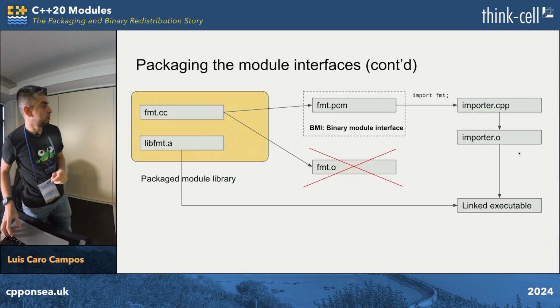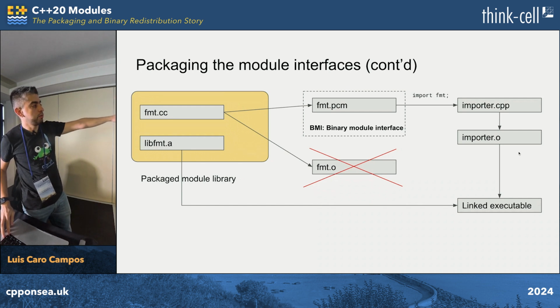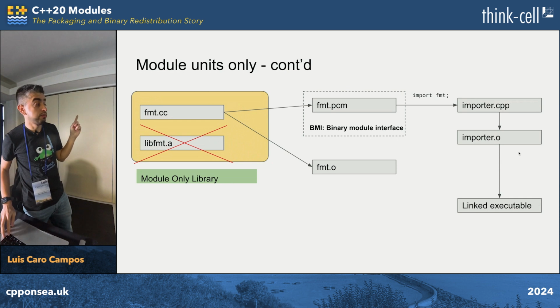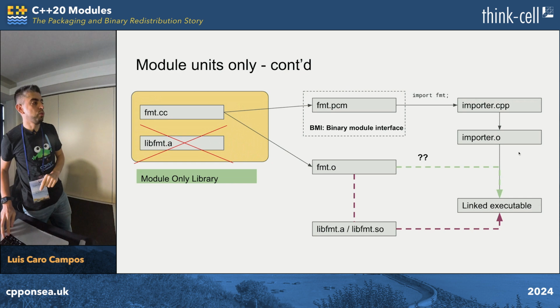So let me show you an example here. I showed you earlier, if I have a library that actually has a binary library file, I can only generate a BMI and discard the object file. But if I have a module-only library where that isn't generated, that file needs to be generated and it needs to be linked, or at least visible when linking the final executable. So what do we do? If I was given only fmt.cc, what do we do?